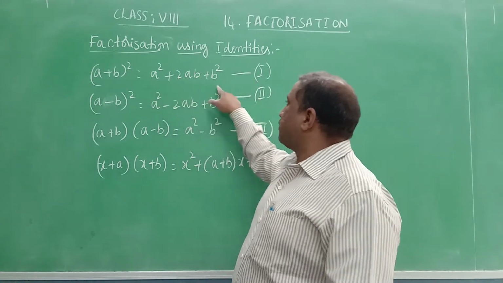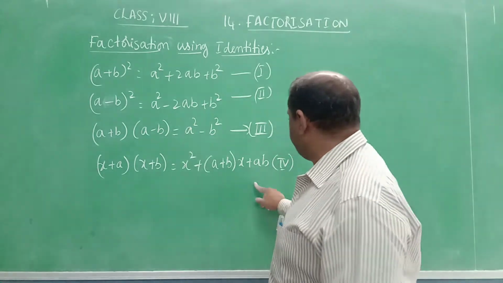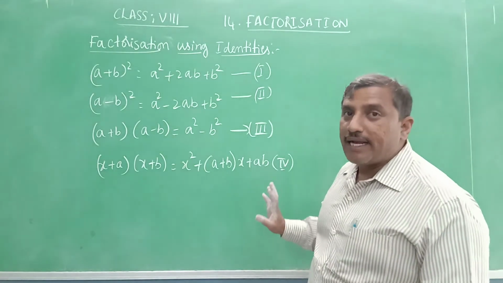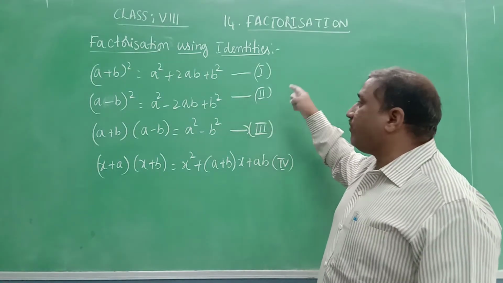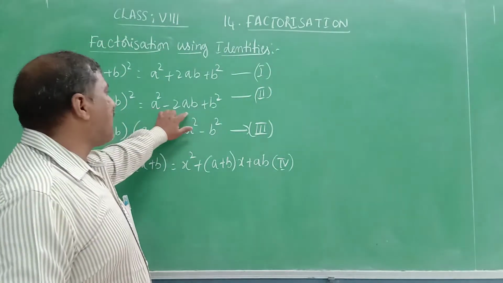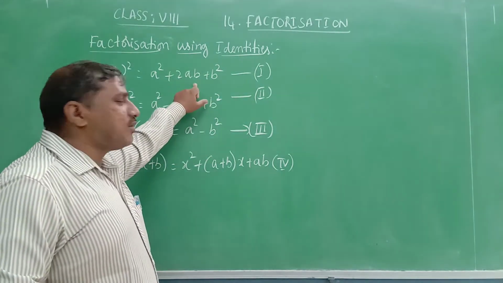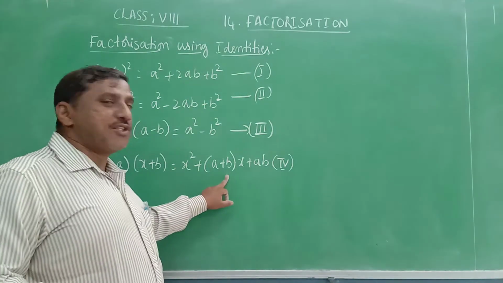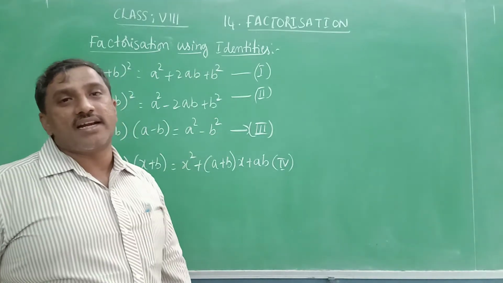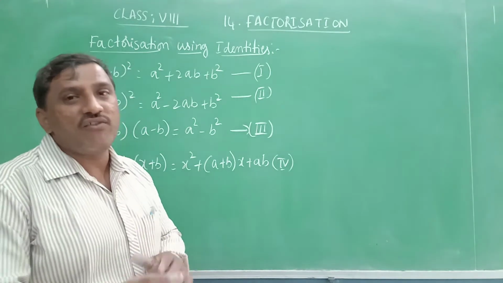Now, first, second, fourth, I said three terms are there on the right hand side, but you observe the first identity, all are positive terms. In the second, the middle term is negative. In the fourth identity, again all are positive values. It means that the second identity we use when the middle term is a negative term. When the middle term is a positive term, there is a possibility of using either the first identity or the fourth identity.